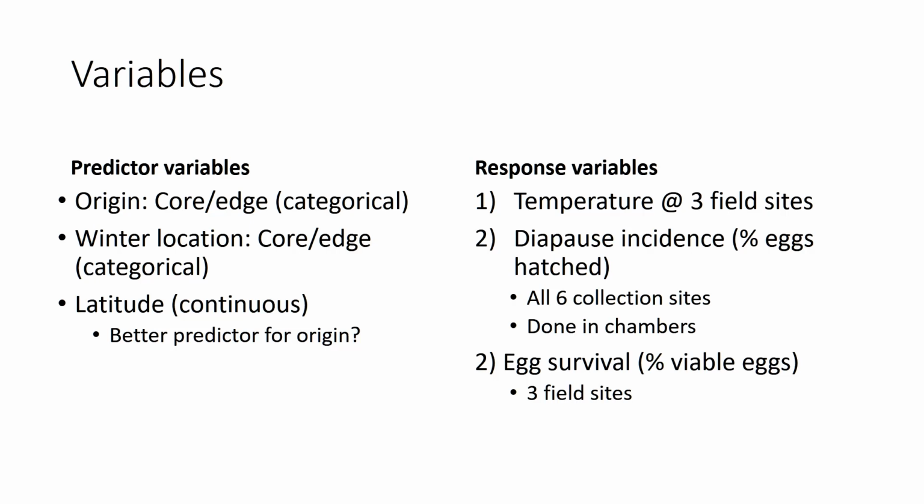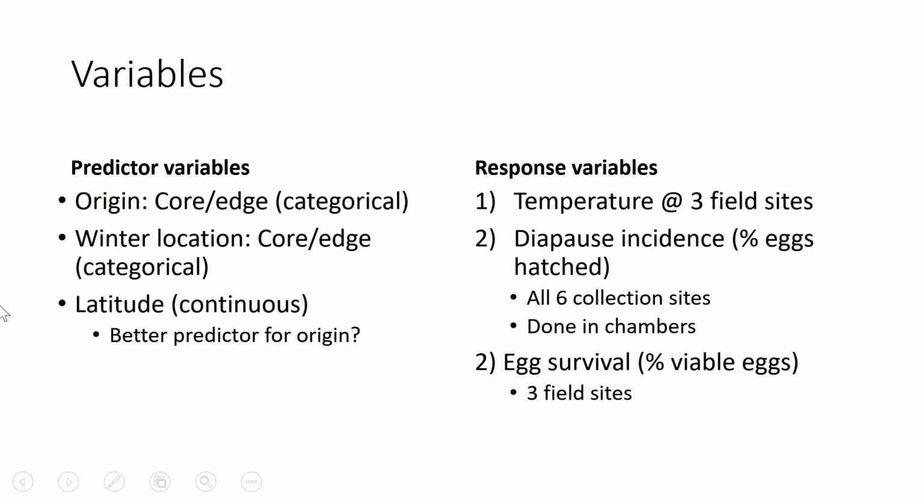Another predictor variable is the winter location. So this is the place where the test was done. And again, this is core versus edge, and again, this is a categorical variable. So the first line is where did they come from, and then the second line is where were they transplanted to.